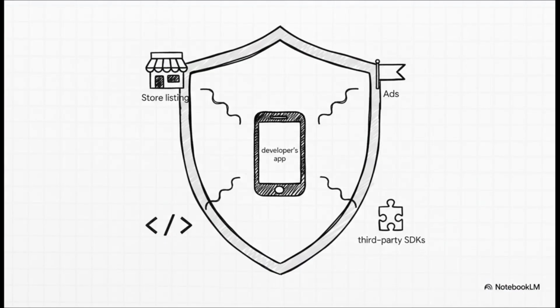And here's the thing you have to get your head around. These policies are incredibly broad. We're not just talking about the code in your app. Nope. They cover your store listing, your developer name, the ads you show, even the third-party libraries or SDKs that you use. The bottom line from Google is crystal clear. You are responsible for everything. And believe me, the consequences for getting it wrong can be severe.